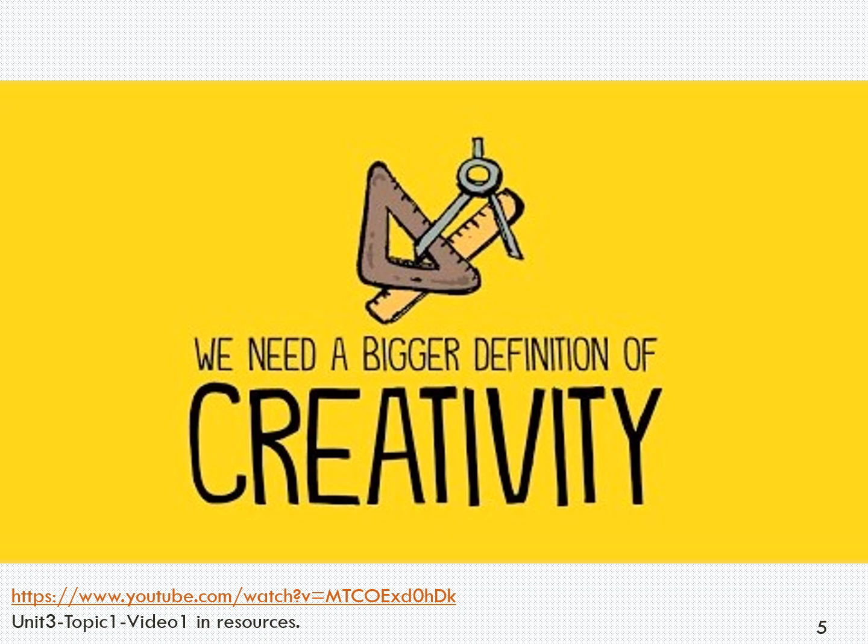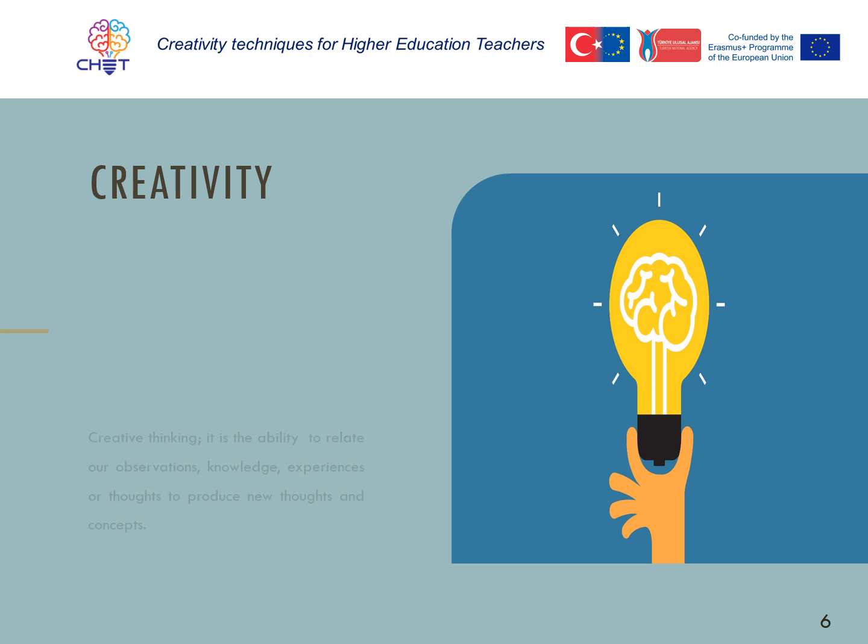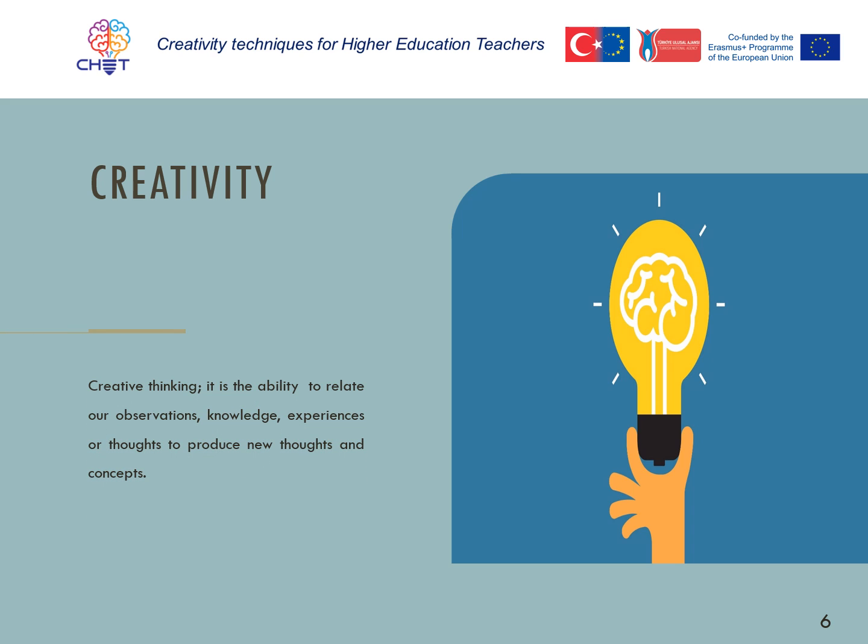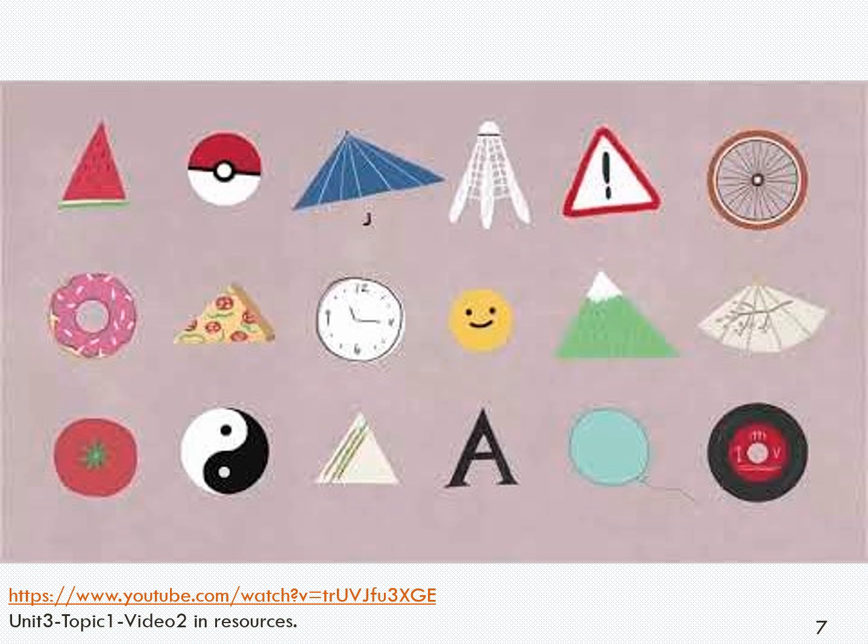Now, we have a video about definitions of creativity. Creative thinking is the ability to relate our observations, knowledge, experiences, or thoughts to produce new thoughts and concepts. In today's competitive environment, it is important to be creative as well as understand how to use and realize creativity. The creative industry is based on ideas and depends on people to help make them happen.